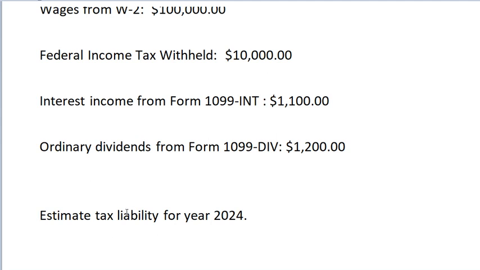Now let's go to the JavaScript program, input all of this in, and then calculate the estimate for the tax liability for year 2024. Again, I'd like to emphasize here that this program is only for an estimate. It's not 100% accurate, because the only way to get accurate information is to fill out the actual tax forms. But this program is purely for estimate only.